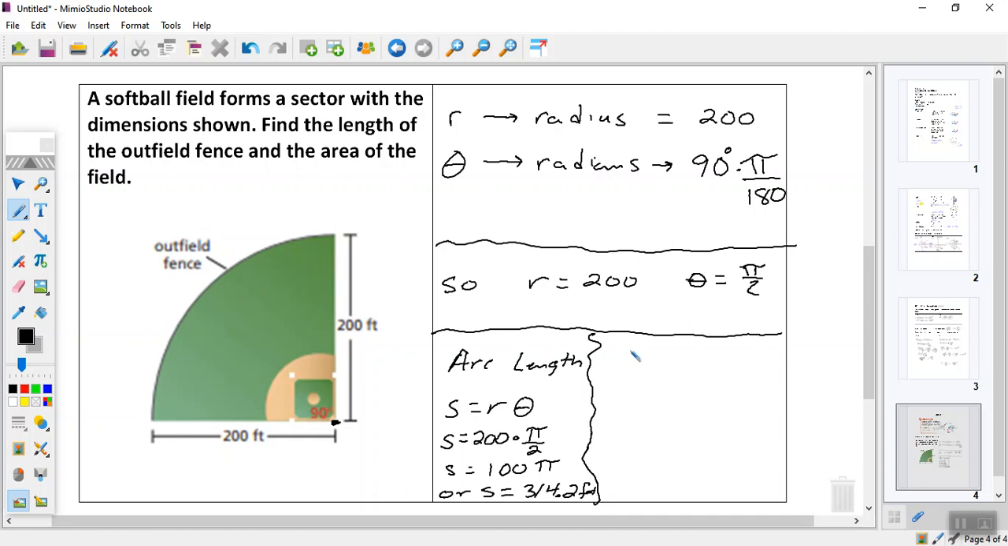The other thing we need to do is find the area of the infield. How many square units are in here? Okay, let's do this quickly. What's the area formula for a whole circle? Wouldn't it be pi r squared? Okay, take pi times 200 squared in your calculator. That's a pretty big number, right? Now what fraction of a whole circle are we working with? 1/4. So take the answer you just got and divide that by 4 for me now. What did you guys get for a number?